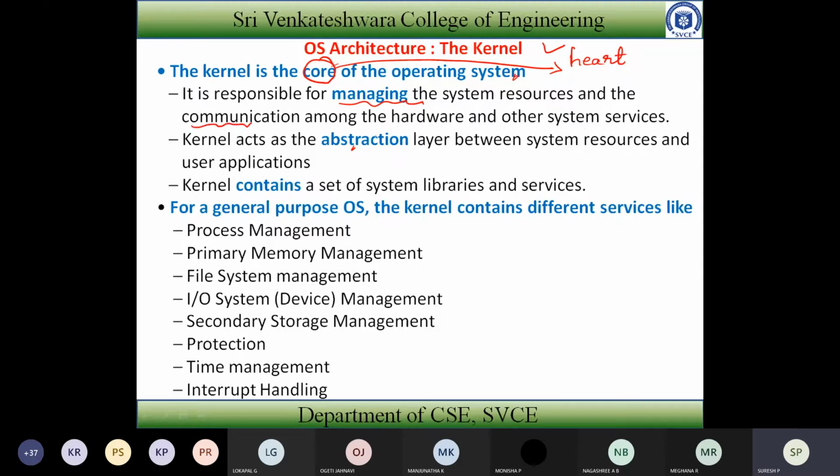That also it has to provide, because when you have the system resources, like your hard disk, some RAM, and we are going to connect printers, which are external hardware, or some scanner. Now if I want to make my printer work, I should have the communication, right?